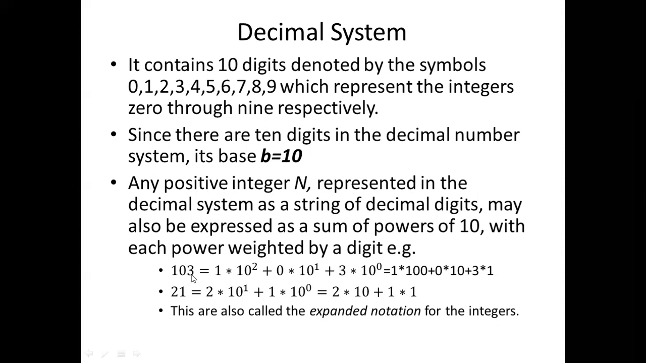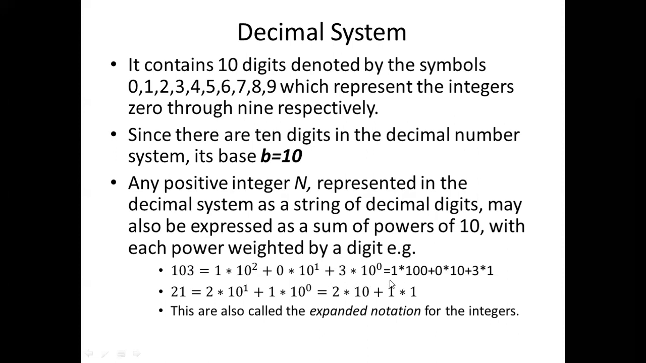We start from the right, starting with the first number before the decimal point. In this case, we have no decimal point. So starting from 3, we multiply 3 times 10 to the power of 0. Then we move one step to the left and multiply 0 times 10 to the power of 1. We go one step to the left again and multiply 1 times 10 to the power of 2. So 103 is therefore equal to 1 times 10 squared plus 0 times 10 to the power of 1 plus 3 times 10 to the power of 0.